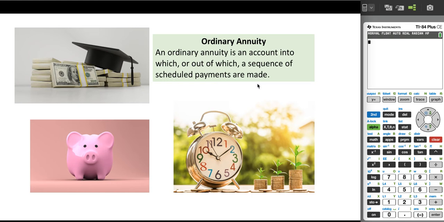An ordinary annuity is an account into which or out of which a sequence of scheduled payments are made. Typically, you are saving money in an annuity. Maybe you're saving it for college, maybe you're saving it for retirement, but it's long-term savings. We're not talking about your savings account that would be tied to your ATM card. We're talking about long time, way into the future kinds of savings, like saving for retirement.